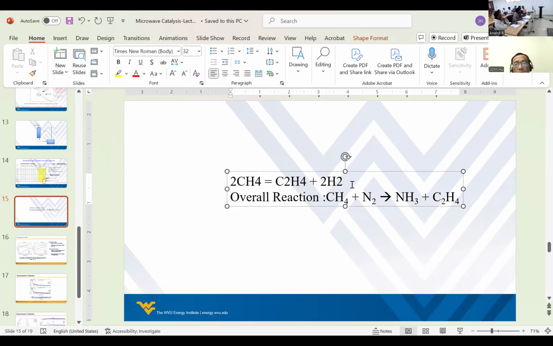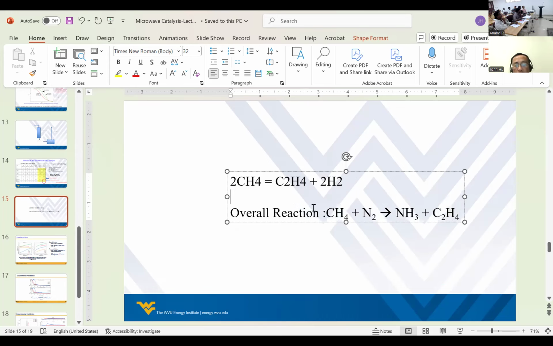This reaction is called methane coupling. Methane coupling means you have two methane, you make ethylene, plus two hydrogen. So this is the hydrogen you are using. I don't balance the equation in the interest of time. I just want to show you what's happening. These two reactions added together become the ammonia synthesis, which produces ethylene and ammonia.